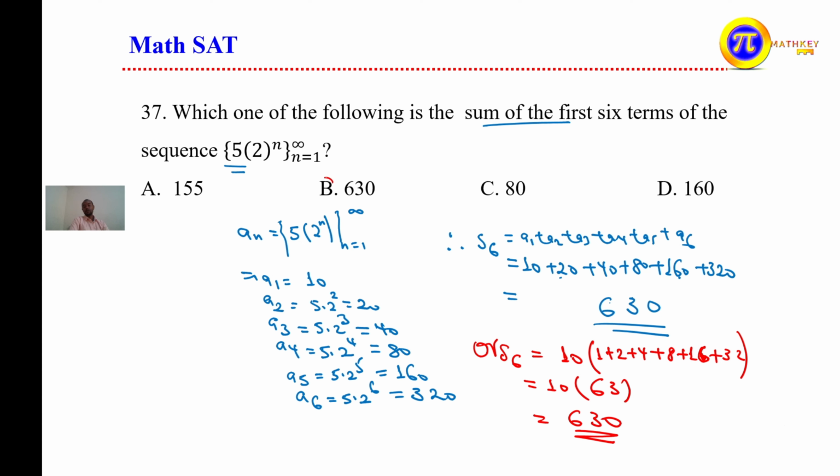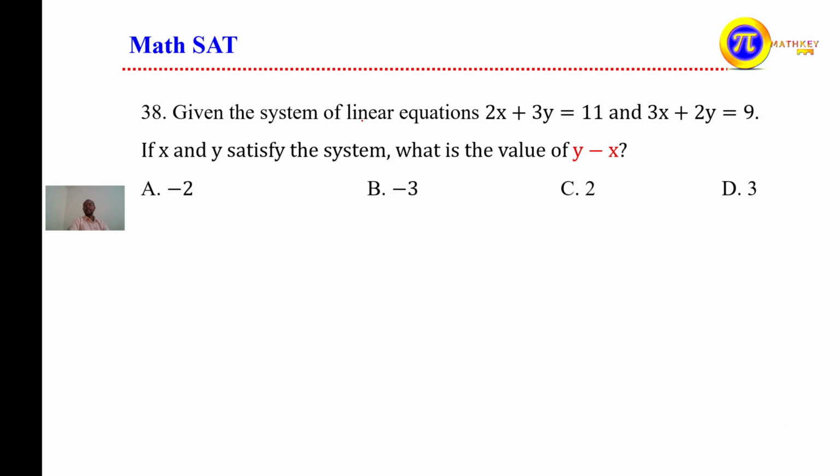So our choice is B. Let us consider the next system of linear equations. It is given in this form: 2x plus 3y equals 11, 3x plus 2y equals 9. If x and y satisfy the system, meaning it is a solution for our system, then what is the value of y minus x? We ask this one.